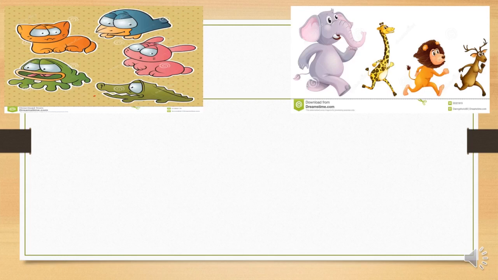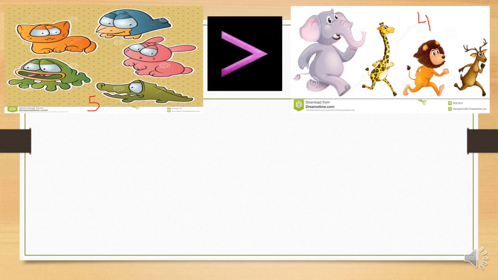Yeah, this side there are total 5 animals and this side there are total 4 animals. So children, as you know that number 5 is greater than 4. So here we will put a sign of greater than. Got it?